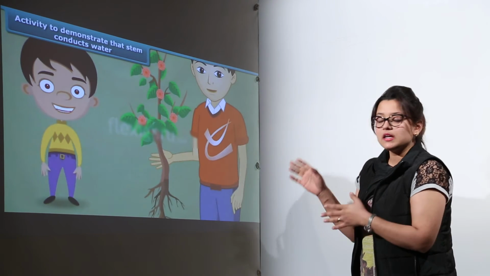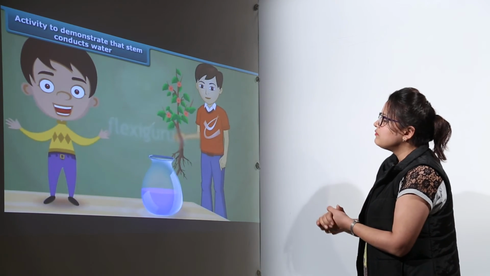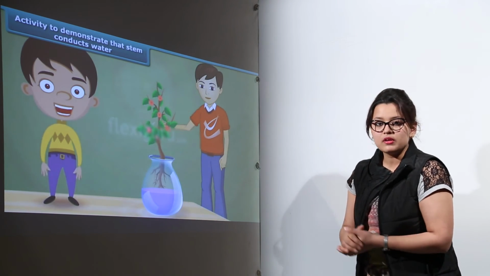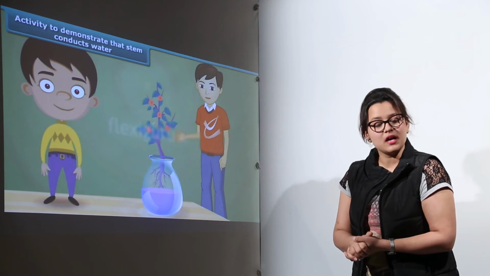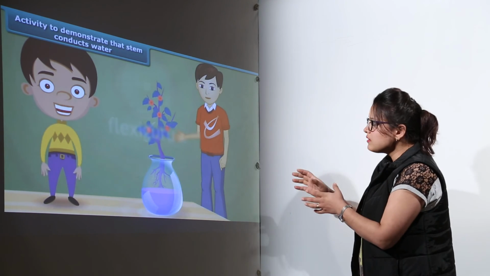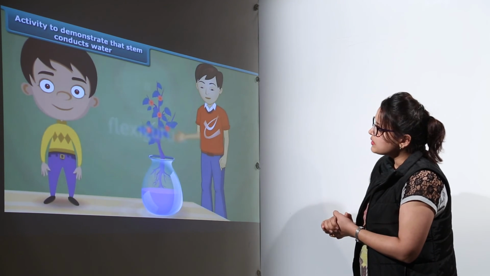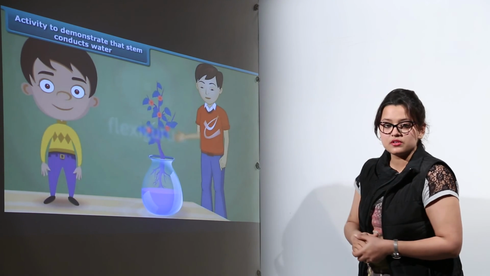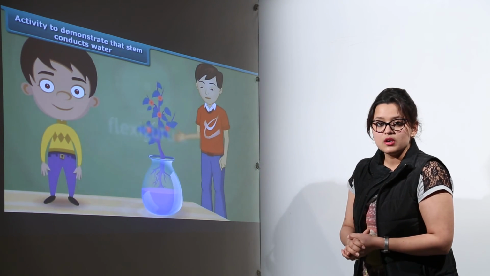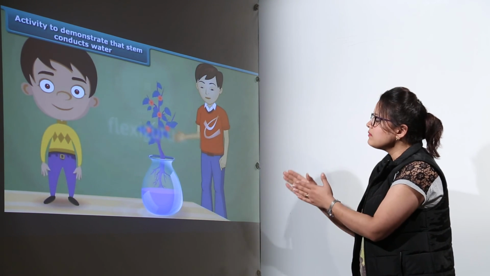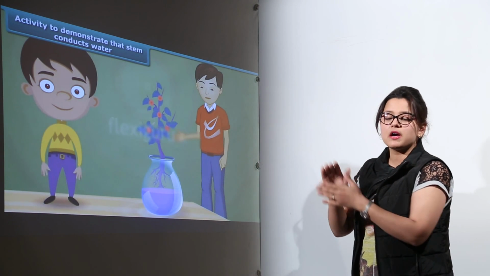Now we'll conduct another activity here which will tell us that stem conducts water. We have taken a balsam plant having roots. Now we'll insert this plant into a pot that has colored water. When you observe it for some time, you will be able to find that the whole plant, as you can see, the stem and the leaves etc. have turned up with that color which was present in the water. So we can say that the stem is actually conducting the water from the roots to various parts of the plant.